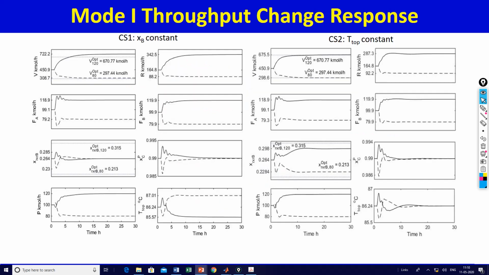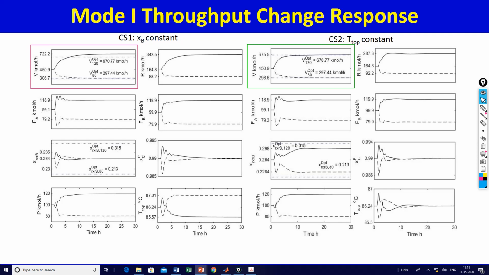Here the economic CV is T top in CS2. Now let's look at mode 1 throughput change response. Remember, in CS1 XB is held constant, in CS2 T top is held constant. So the left plot is for CS1, right plot is for CS2. I draw your attention here, in mode 1, when XB is being held constant and throughput is changed by plus 10% and minus 10%. You can see that the column boil up, in this case the optimum boil up is the blue dotted curve. The optimum boil up when you're increasing throughput is this.